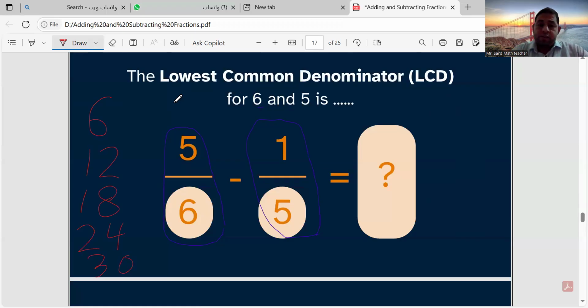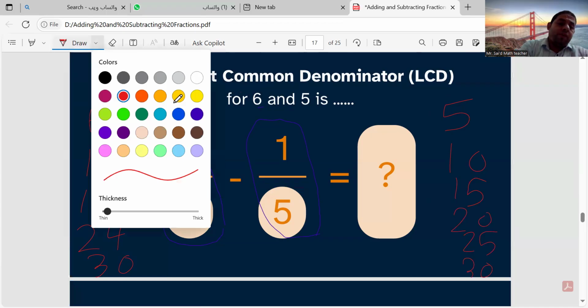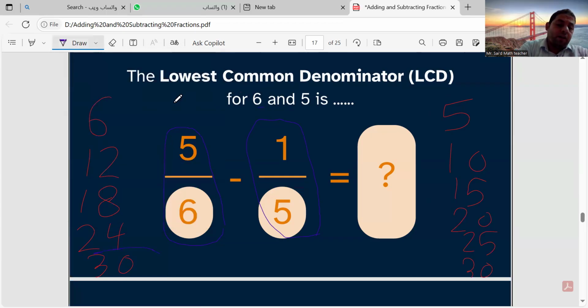What about the multiples of 5? Khalid. Yes, multiples of 5. They are 5, 10, 15, 20, 25, and 30. Okay. What about the first repeated number here? Oh, it's 30. So the LCD will be 30. For 5 and 6, it will be 30.